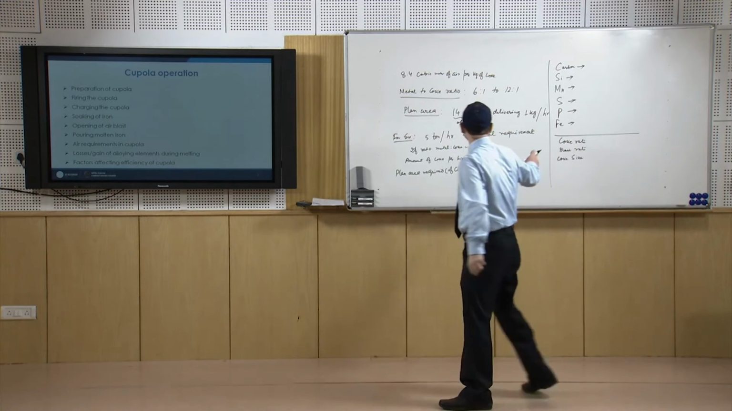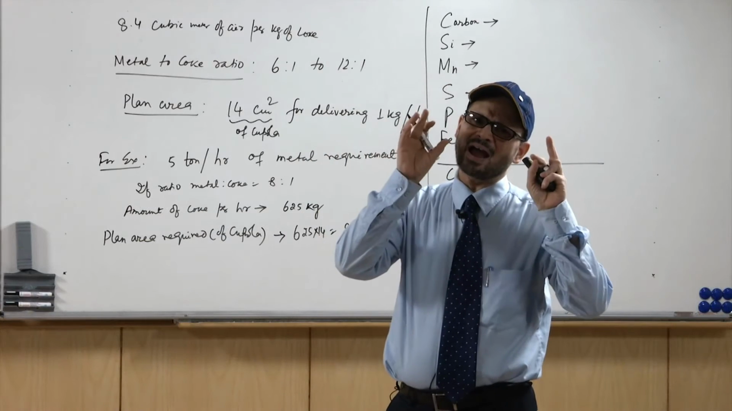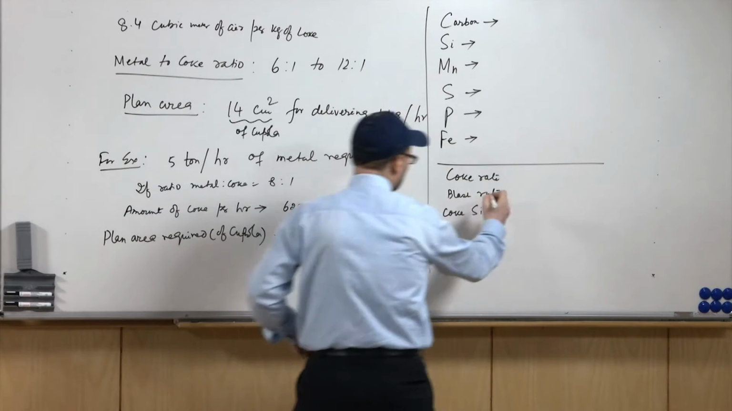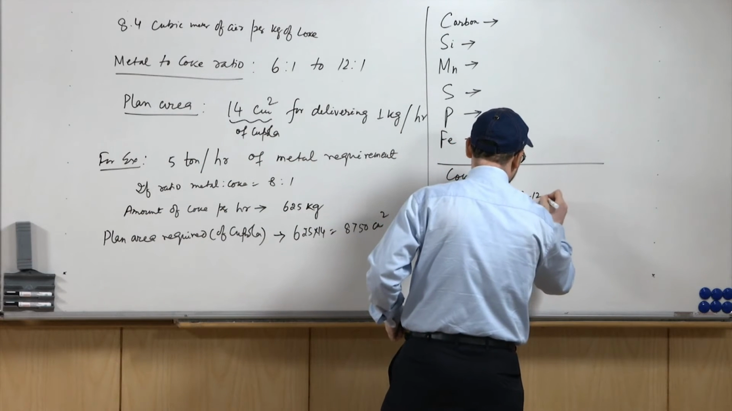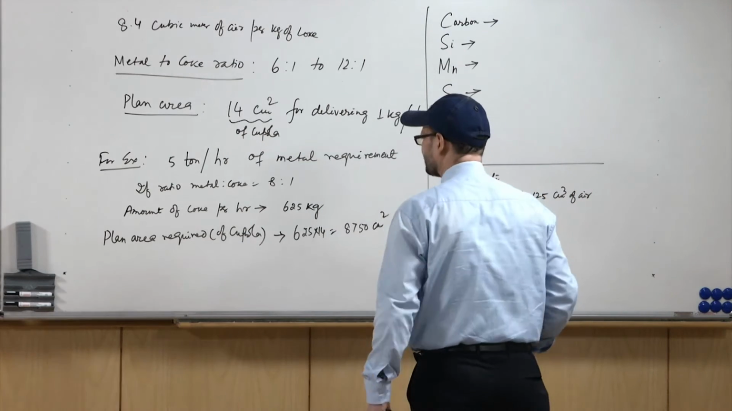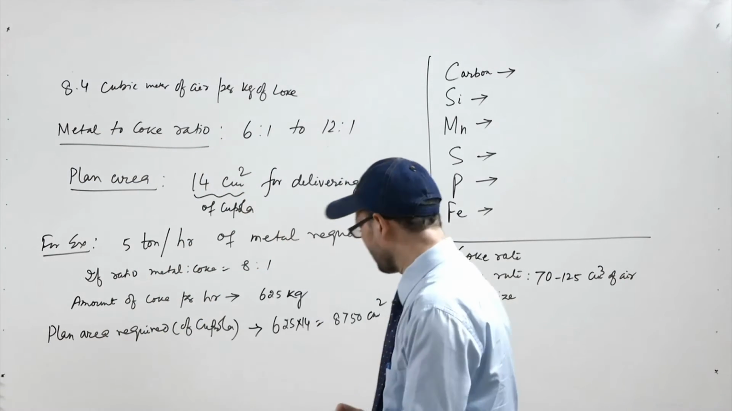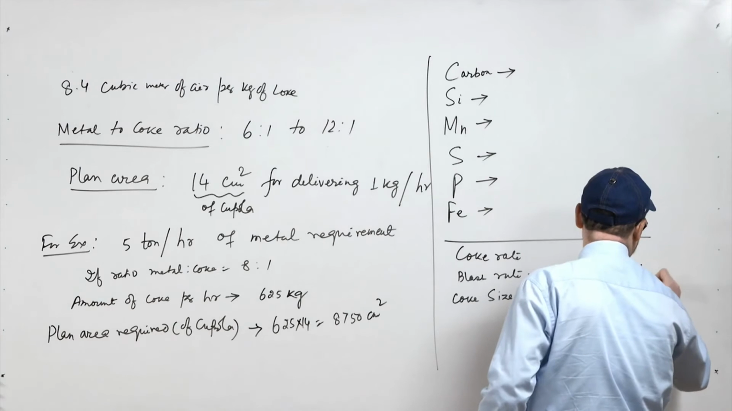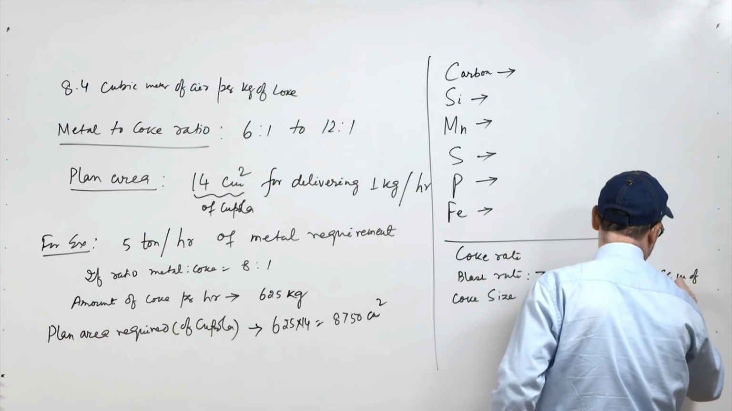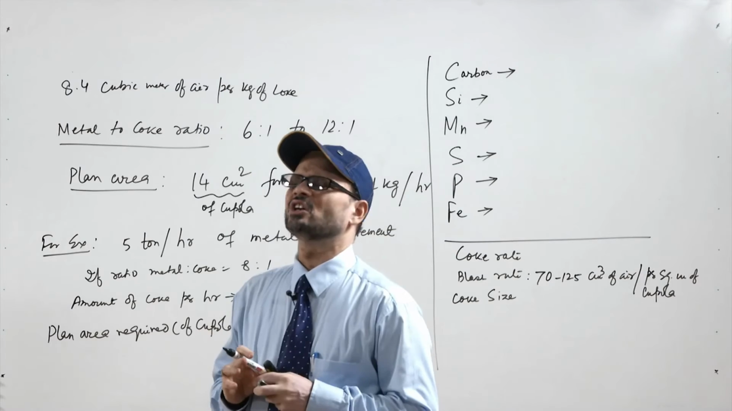Blast rate is how much air is required to be put into the cupola, and that is normally 70 to 125 centimeter cube of air that is required to be sent, per square meter of cupola area. So, this is the blast rate which has to be maintained.